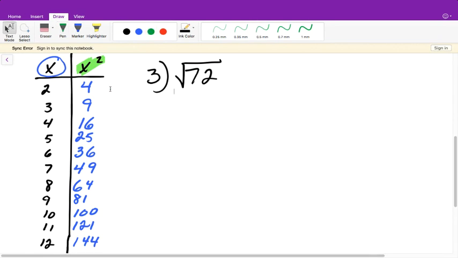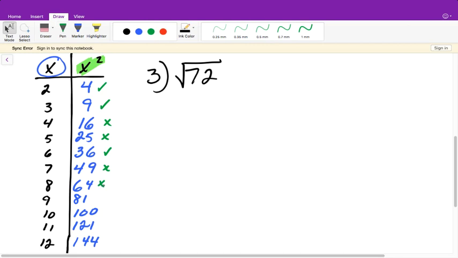If you're not sure, this may take you some time to actually go through and do your divisions. But yes, 4 goes into it 18 times. Does 9 go into it? Yes. 9 goes into it 8 times. Does 16 go into it? No. Does 25? No. Does 36? Yes. 49 doesn't, and none of these other numbers do as well.